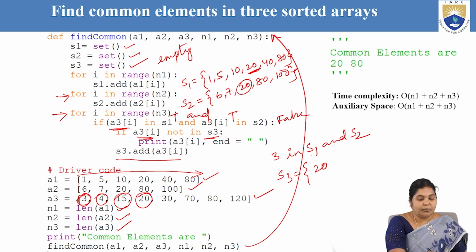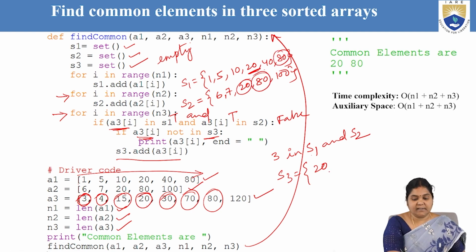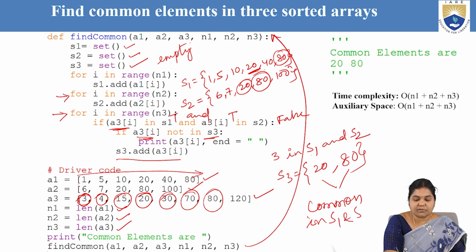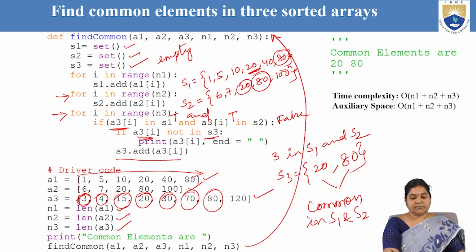Fine. Now, in a similar way, we check for 30. Is 30 in S1? No. Is 30 in S2? No. Next, check for 70. It is not there. Then 80. Is 80 in S1? Yes. Is 80 in S2? Yes. Is 80 not in S3? Yes, it is not there, so we have to print it and add it. So 20 and 80 will be added to the set S3. What is the set S3 finally going to contain? It is going to contain only the common elements, which are common in S1, S2 and S3.